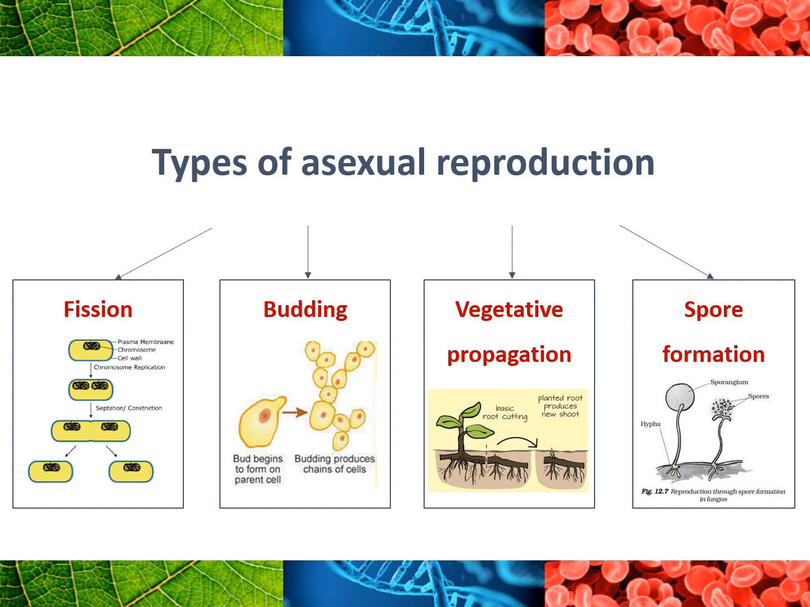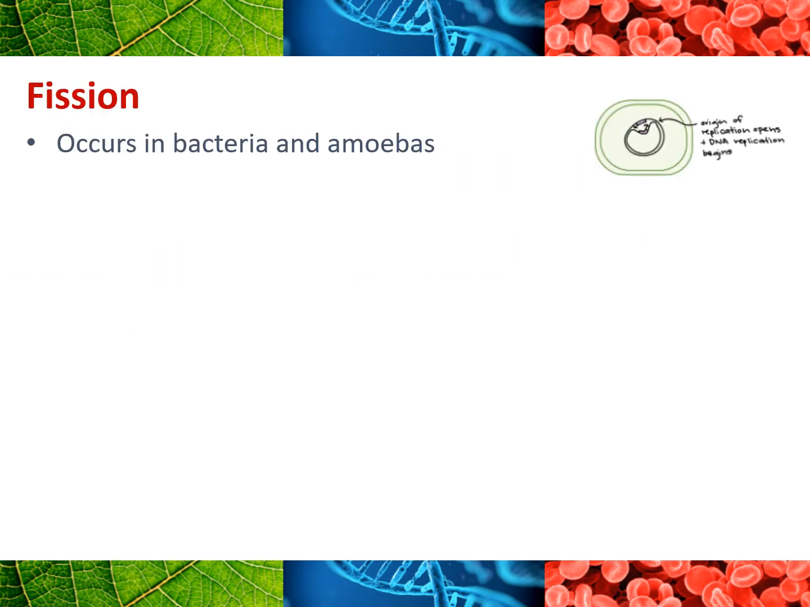Okay, we're going to look at 4 different examples of asexual reproduction. Okay, and there's a slide for each one of these. So we'll look at fission, which many of you will already be familiar with, budding, vegetative propagation, nice big fancy name, and then also spore formation. So we'll start with fission.